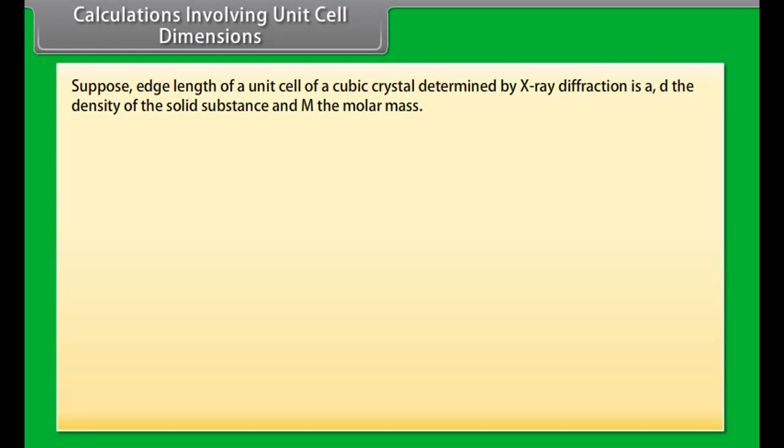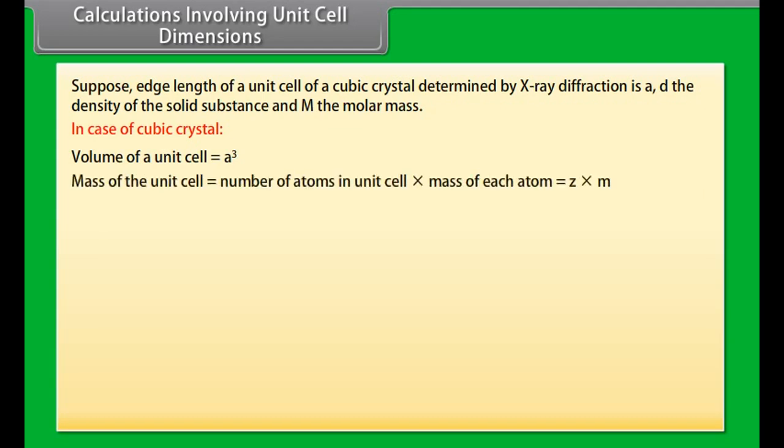Suppose the edge length of a unit cell of a cubic crystal determined by X-ray diffraction is a, d the density of the solid substance, and M the molar mass. In case of a cubic crystal, the volume of a unit cell is equal to a cubed. The mass of the unit cell is equal to the number of atoms in the unit cell times the mass of each atom, which is equal to Z times m.